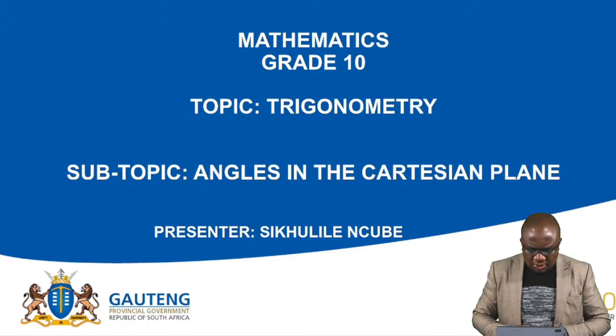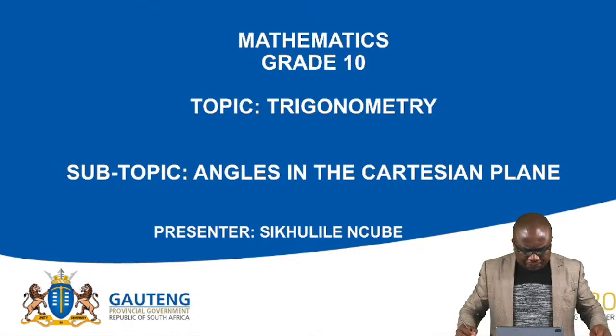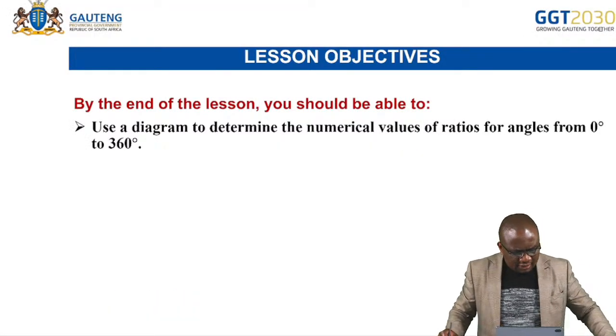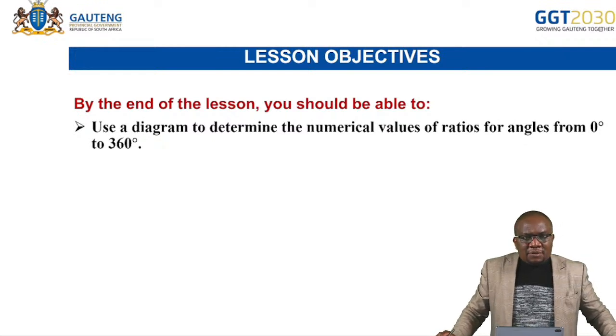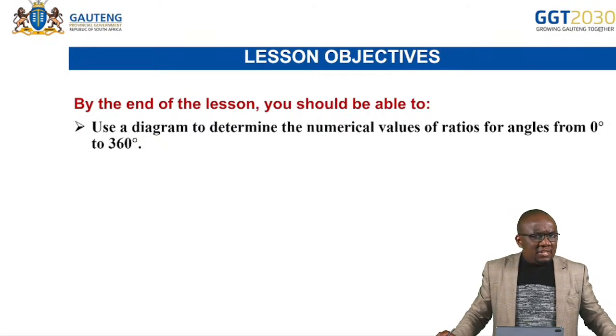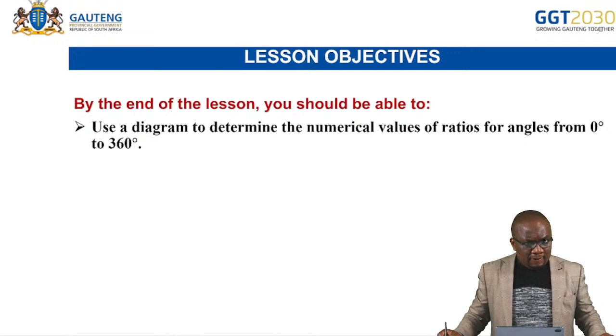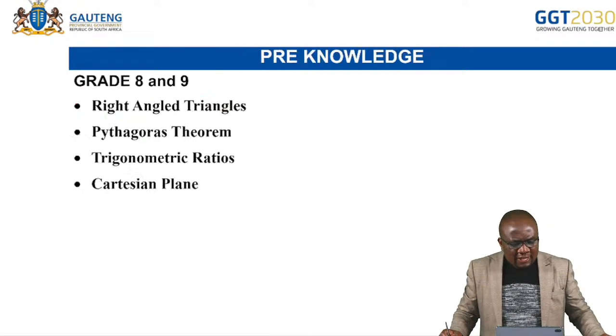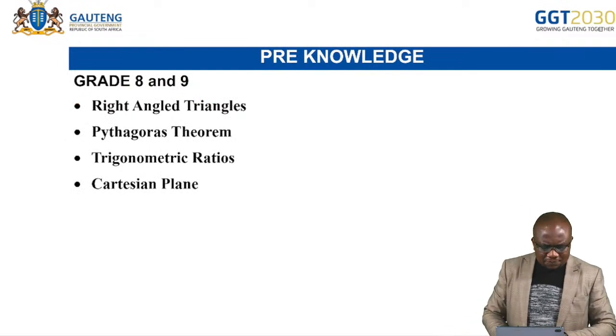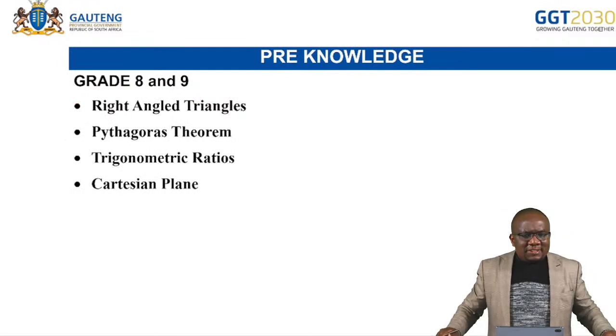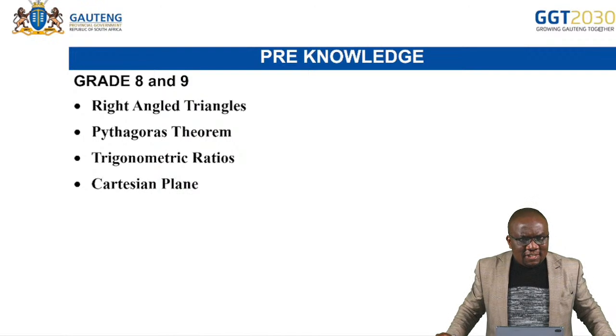So we're going to continue with angles in the Cartesian plane. Let's go to the lesson. You're going to use the diagram to determine the numerical values of ratios of angles from 0 to 360 degrees. So these are angles in the Cartesian plane. Remember that. And then we have our pre-knowledge, right angle triangles. What do you know about right angle triangles?